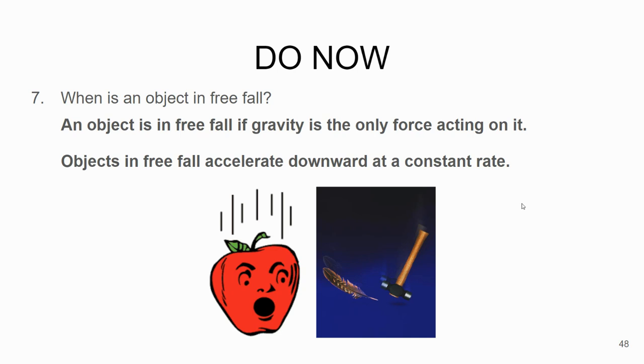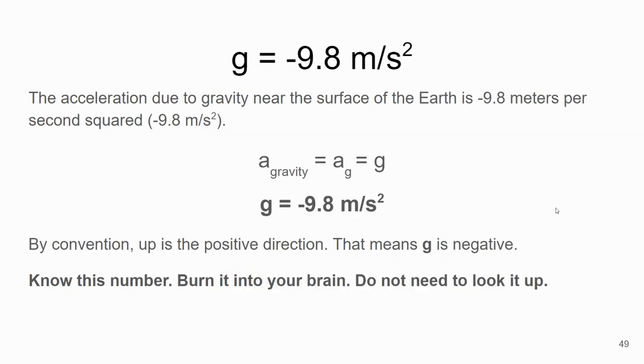So that is when an object is in free fall. And when an object is in free fall, it will accelerate downward at a constant rate. It won't move downwards with a constant velocity. It will accelerate downwards at a constant rate, a constant acceleration.